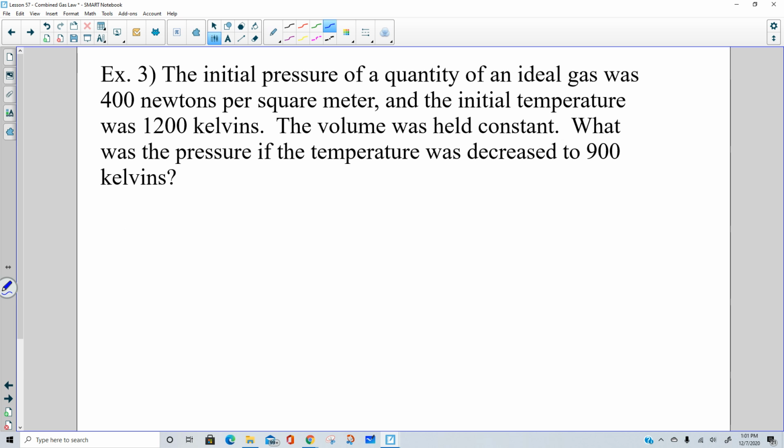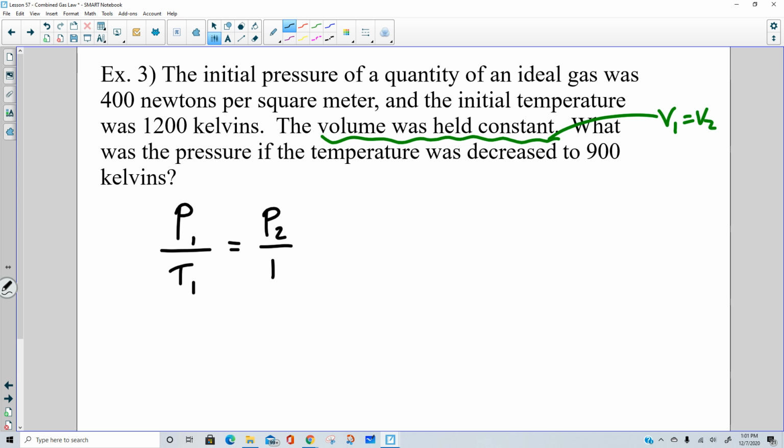The initial pressure of a quantity of an ideal gas was 400 newtons per square meter, and the initial temperature was 1200 kelvins. The volume was held constant. Woohoo! V1 equals V2, folks. What does that mean? You can drop the V's from the equation. So here we go. We've got PV over T, but we're going to drop the V and just do P1 over T1 equals P2 over T2.